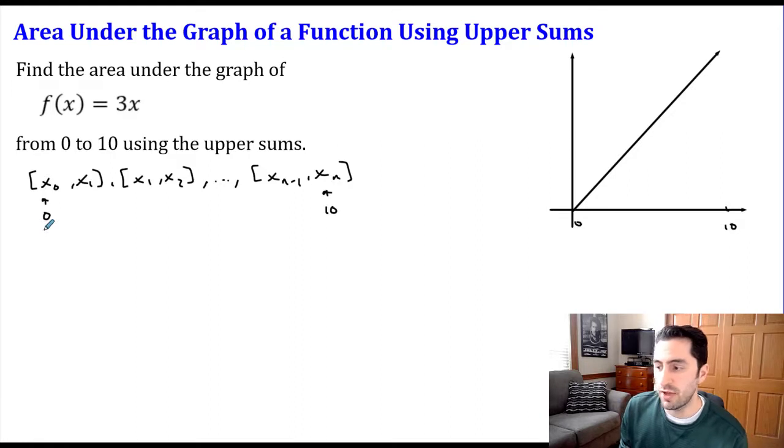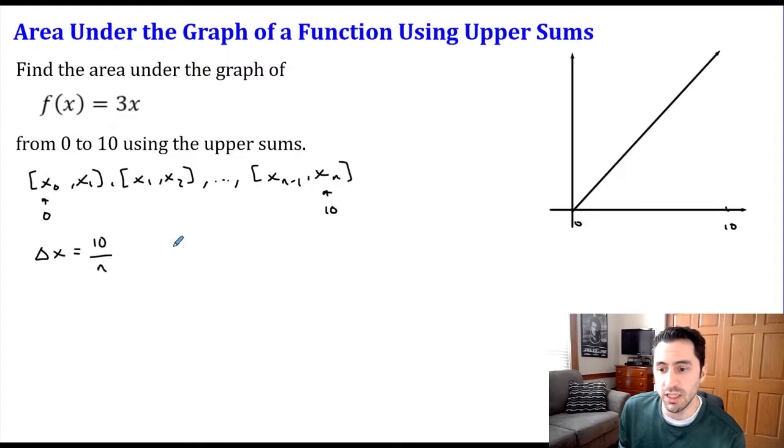Now, when we're thinking about finding the area, we're going to find the sum of the areas of a bunch of rectangles, and we need two things. The first is the width of each rectangle. So delta x, or the change in x, represents the width of every rectangle. To find that, we take the entire width of our interval, from 10 to 0. If I find that difference, that gives me the entire width. And we're going to divide that by the number of subintervals we have. So every rectangle is going to have a width of 10 over n.